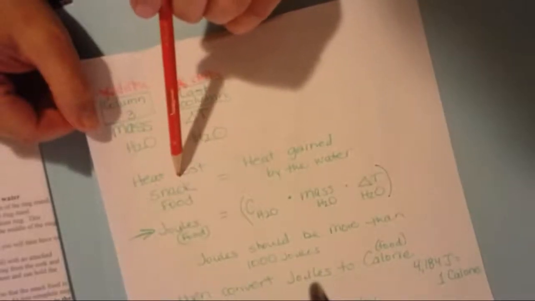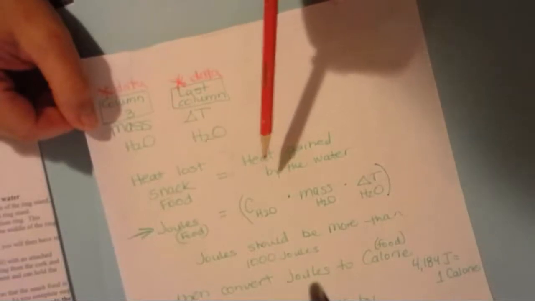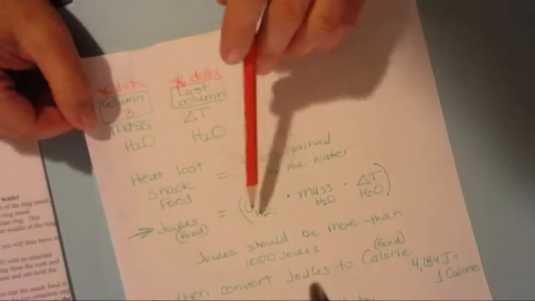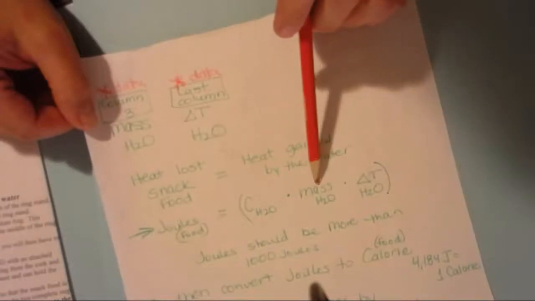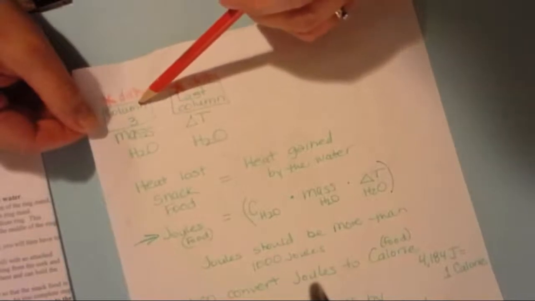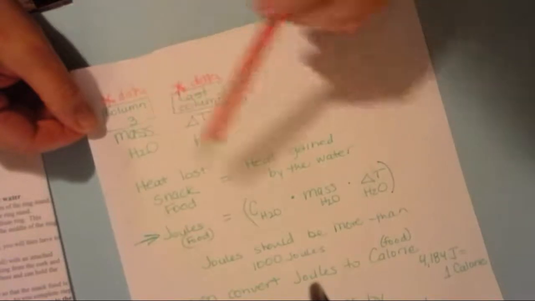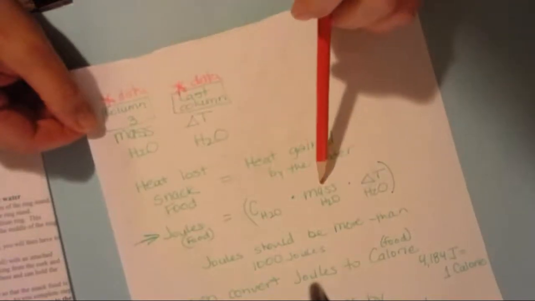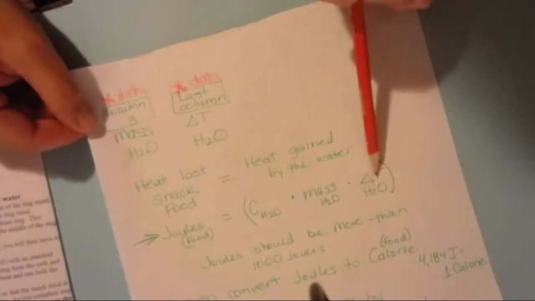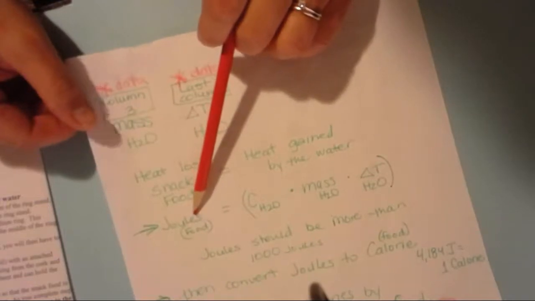But you're going to be using this major concept that heat lost by the snack food is going to be the heat gained by the water. So simply take the data from the water: the specific heat of water, the mass of the water, which is your data in column 3, what was subtracted from the empty can to get the mass of water, and the change in temperature of the water. Multiply that together, and that's going to represent the joules of the food.